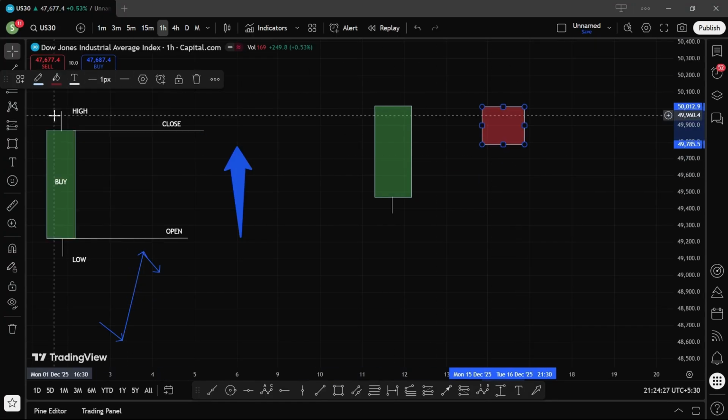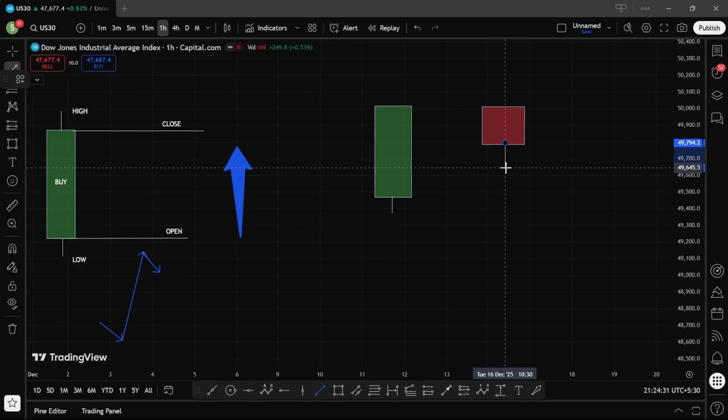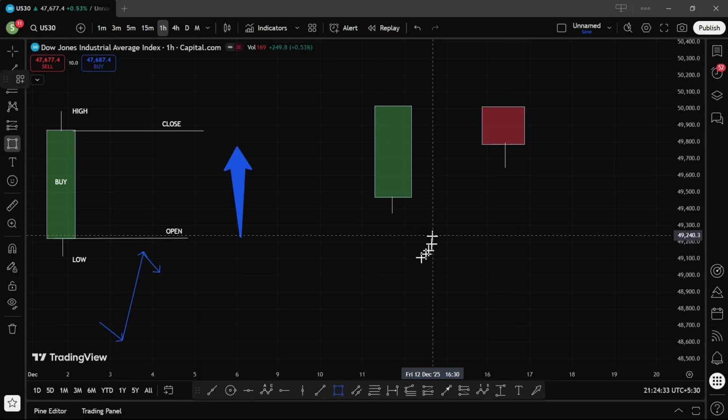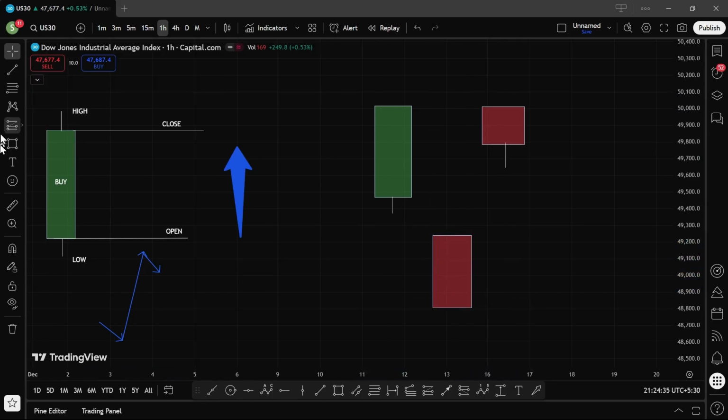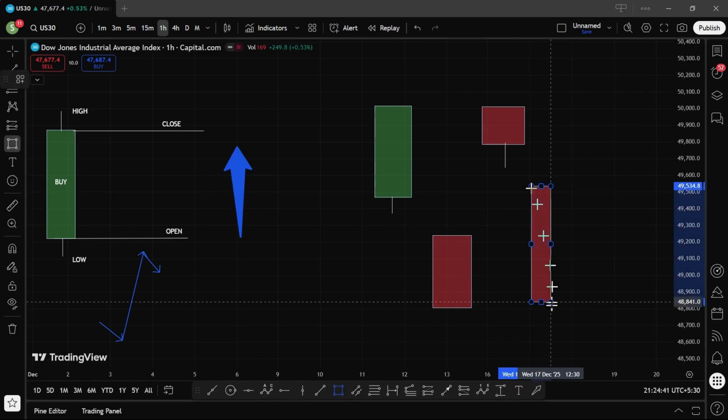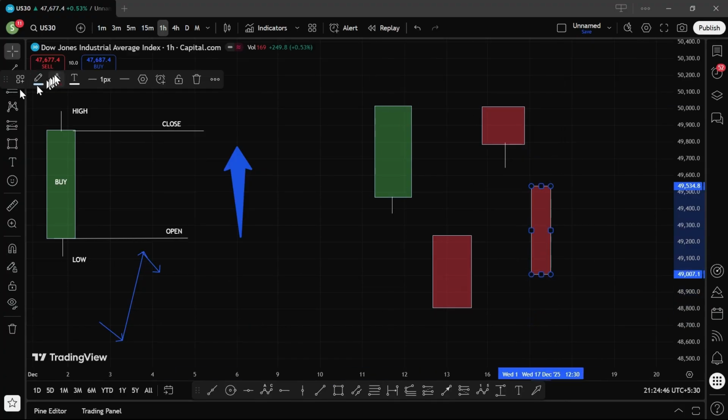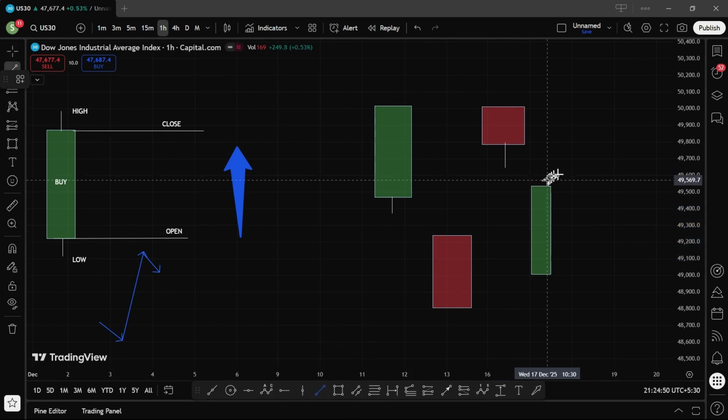Let's make this one red. Let's give it a wick. Let's make another candle with no wicks and a fourth one with wicks of different sizes, which is a bit complicated for some people as of now.